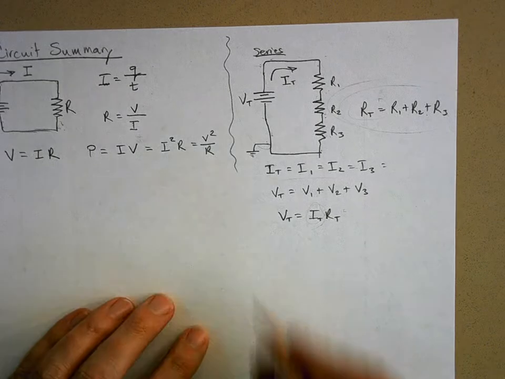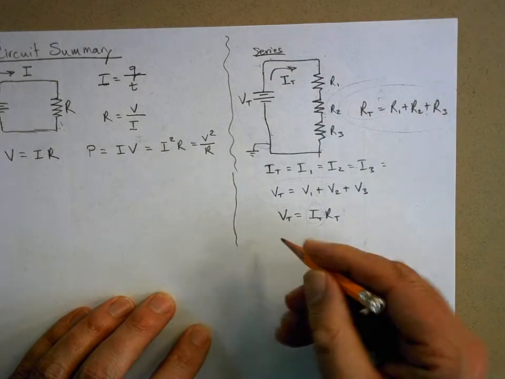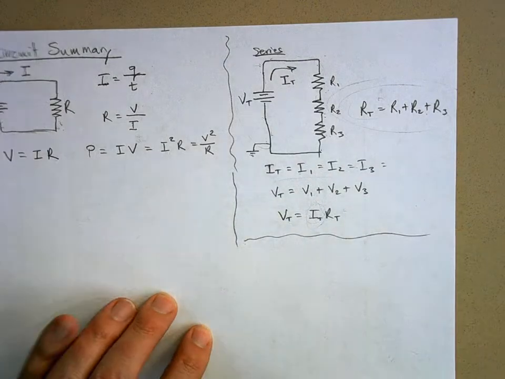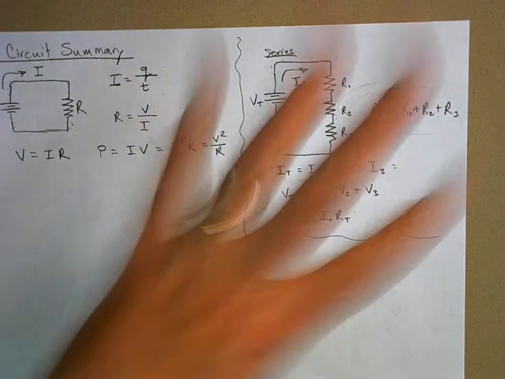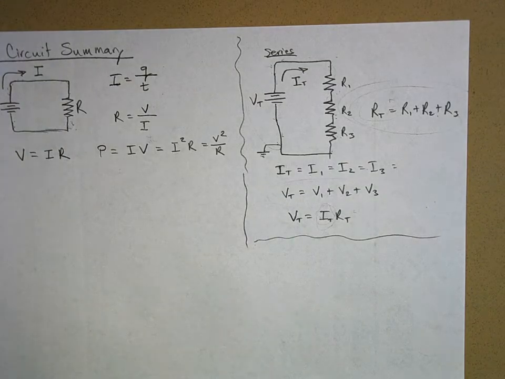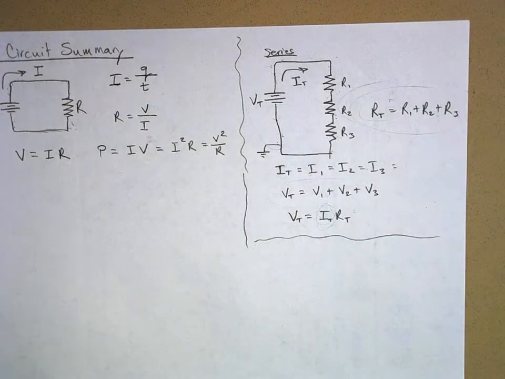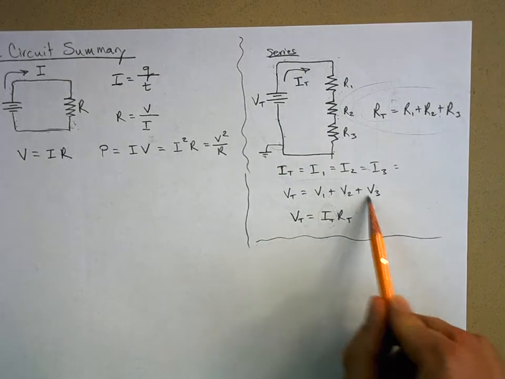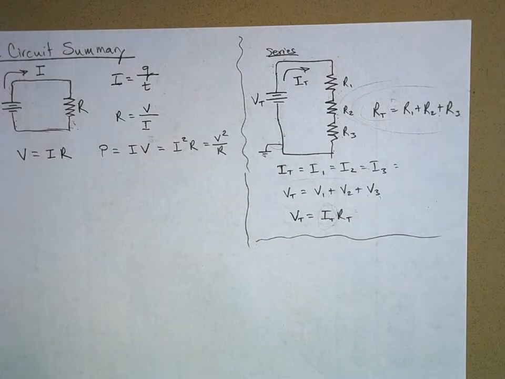So you will need to do that. I'm going to give you a circuit like this, and you'll need to use these equations here to figure out what the current is, what the total resistance is, and what the voltage drops are through each resistor. And they should add up to the total voltage. That's a good way to check your work.